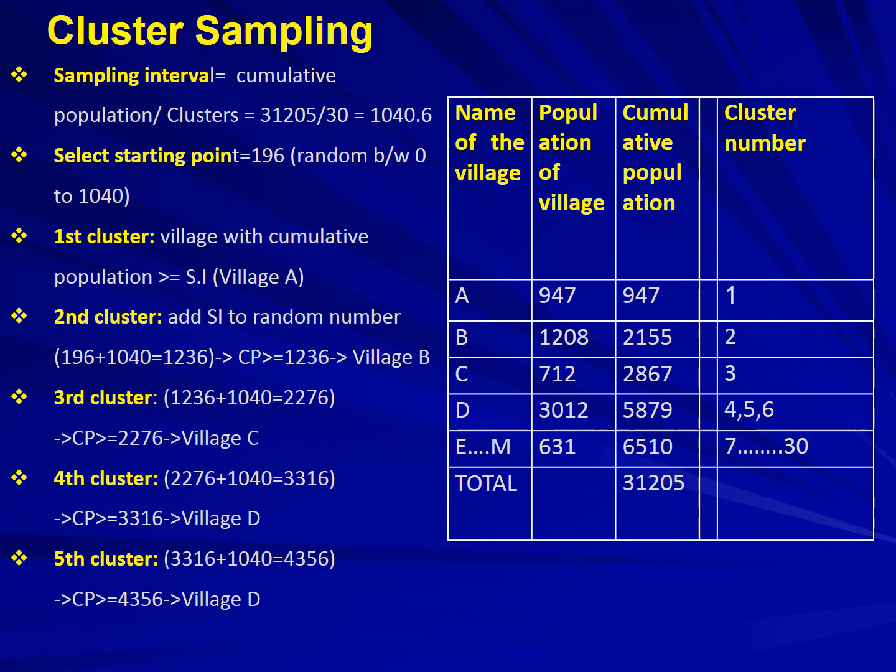Okay. So suppose the cumulative population of that particular district is 31,205. You have to divide this cumulative population by the number of clusters. As we are doing 30 cluster sampling here, we want to divide our whole district into 30 clusters. So total population 31,205 divided by 30 is equal to 1040.6. That means our sampling interval is equal to 1040.